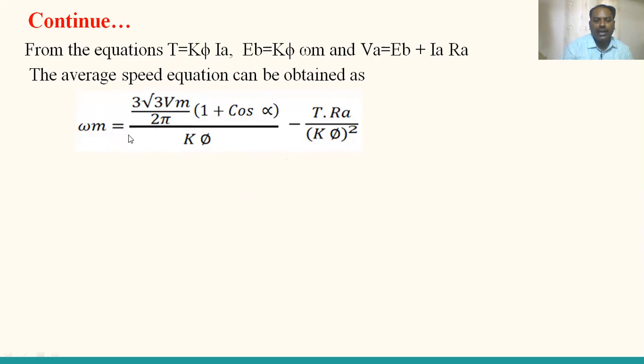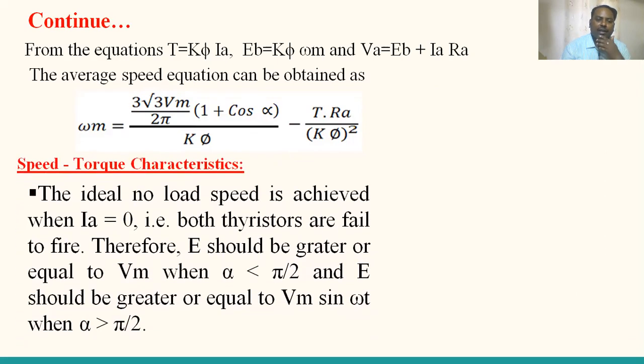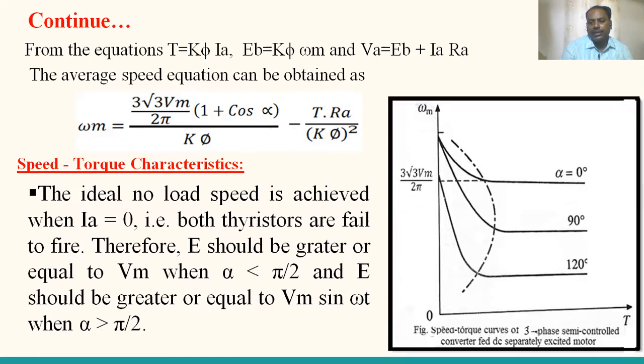And once the speed equation is obtained in terms of the torque, the speed torque characteristics can be achieved like this. Speed torque characteristics, we have already discussed many times, are achieved from the no load speed, which is obtained with the help of Ia substituted in the above equation. This term here is 0. So therefore, V should be greater than or equal to Vm when alpha is less than 90, and V should be greater than or equal to Vm sin omega t when alpha is greater than pi by 2 or 90. So the characteristics you can observe.